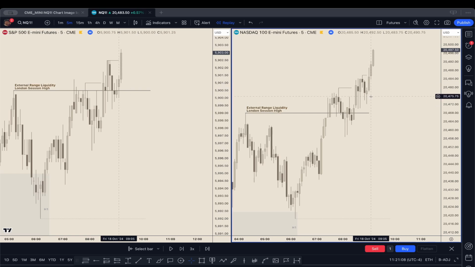You can see how extended NQ is, right? And then you can see how pretty chill S&P is right here. The bullish price action looks much more exaggerated on NQ, whereas S&P is just gradually going higher, right?